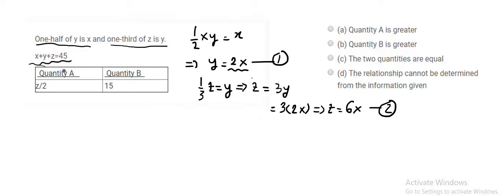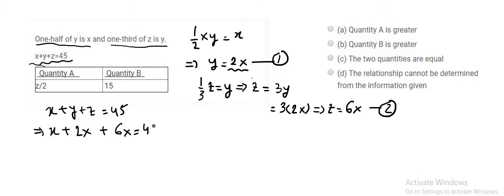It's also given that x plus y plus z is equal to 45. Now we are going to replace all the values. x is x, y is equal to 2x as per equation 1, and z equals 6x as per equation 2. So from this equation we can find that 9x equals 45, or x equals 5.